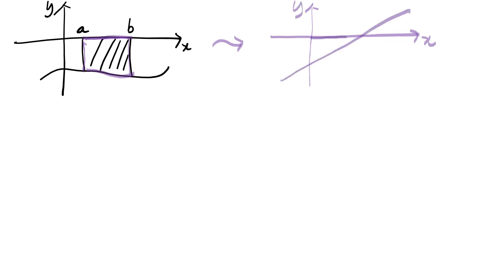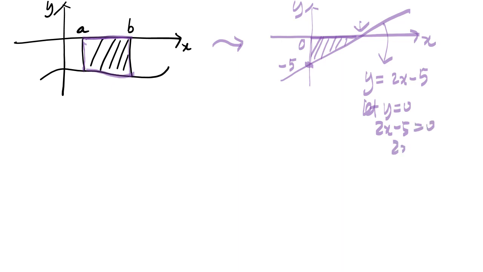Let's say I want to find the area of this shaded region, which is a triangle, and let's say the equation of this straight line is y equals 2x minus 5. It has a positive gradient, and the y-intercept is negative 5. The x-intercept: you let y equal 0, so x will be 2.5. So here the x coordinate is 2.5.